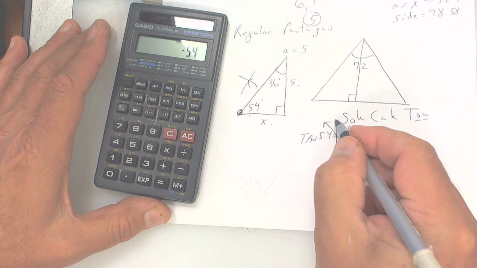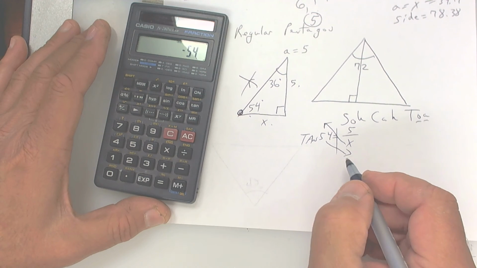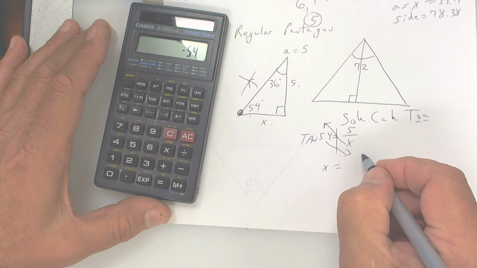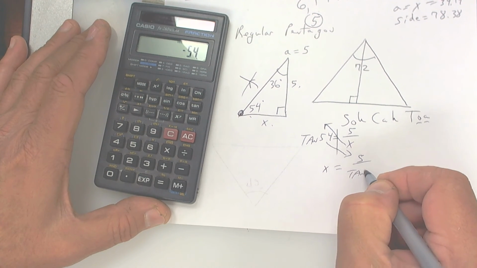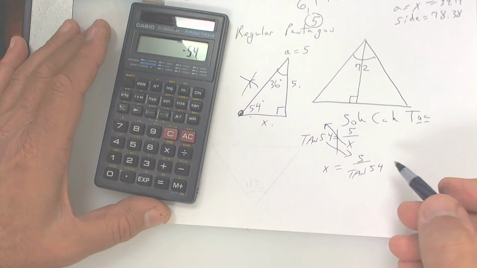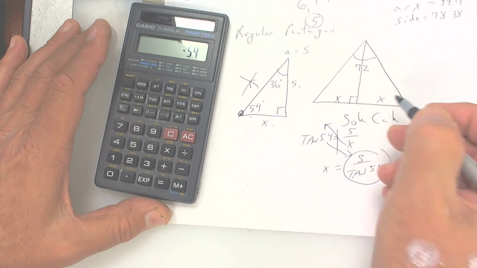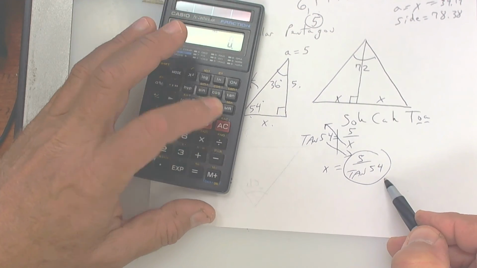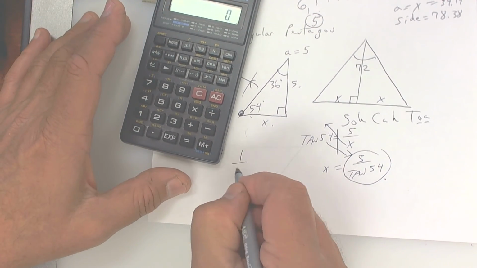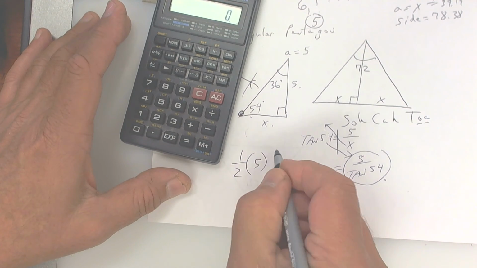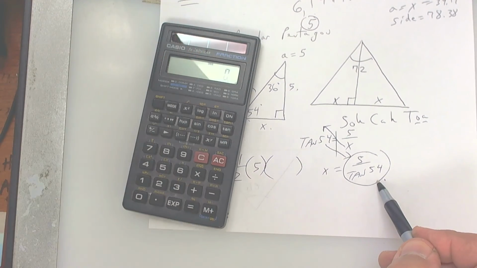I'm going to switch these two. I'm going to use that Bruce Lee move. So I get x equals 5 over the tangent of 54 degrees. Now remember, x is only half of the side. So you got to double it. So here we go. Let's just finish this up. So it's going to be 1/2 times the apothem, which we already know. And now we're figuring out the perimeter.